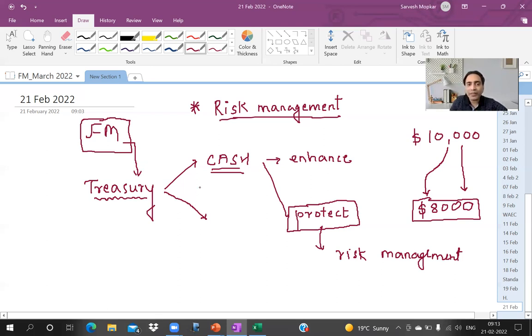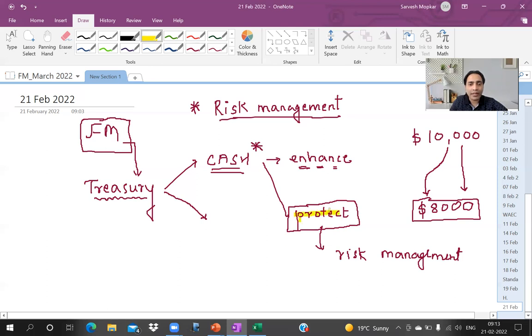Now, what is treasury management? Treasury management is basically ensuring that the cash position of the business is strengthened. How can it be strengthened? By taking decisions which enhance, increase the levels of cash which you can employ profitably. So basically cash management. Ultimately, treasury management focuses on managing the cash. But not only enhancing, but also protecting. So there is an element of protection as well.